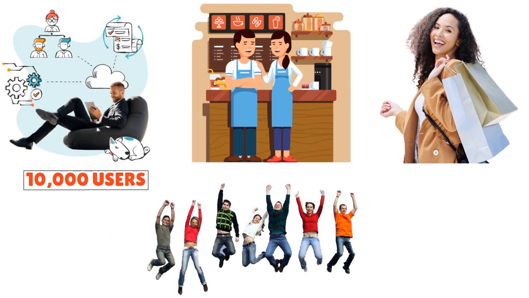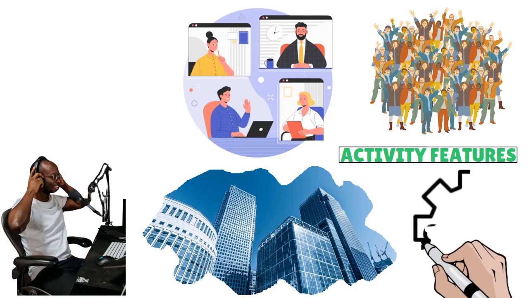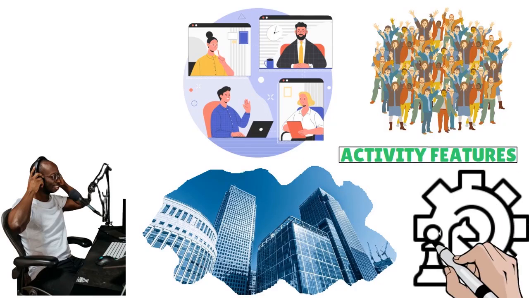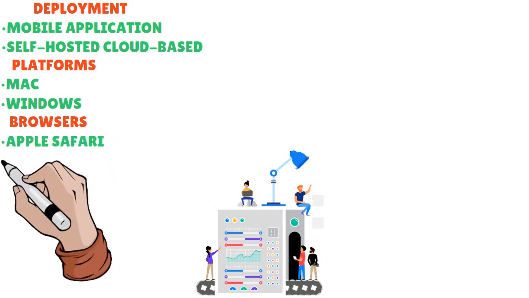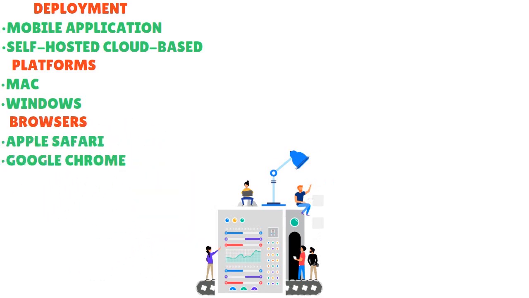But as I said a little earlier, you have to really have a strategy for training if you want to avoid the steep learning curve. In terms of deployment, you have mobile application. You also have self-hosted and cloud-based. So that's kind of cool. You have all kinds of deployments. In terms of platforms, you have Mac, Windows. In terms of browsers, Hivebrite covers the whole nine yards, from Apple Safari to Google Chrome.